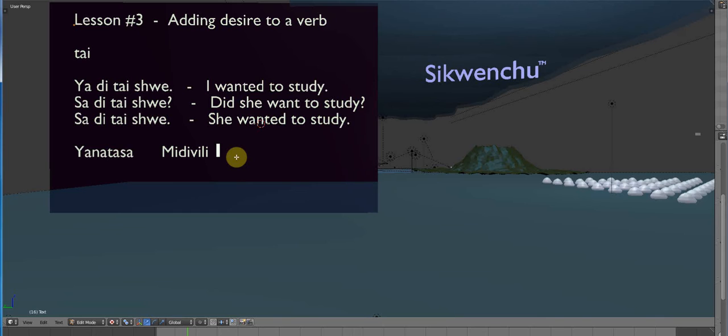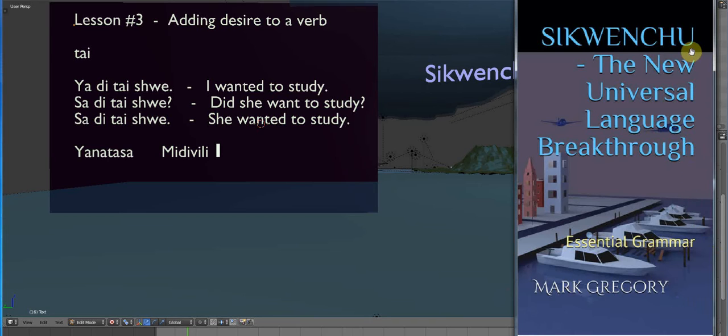I'm telling you, about halfway through this book that takes about 3 hours to read, which is on the Amazon store, Sikwenchu, the New Universal Language Breakthrough, Central Grammar, about halfway through, which is about 50 pages, it starts into the romance story. But by then, you already know how to say a huge amount of sentence types. I have, I had, I will be able, I wanted to be able. All these common ways that you would normally express yourself, we've already completed by halfway through the book. It's that simple. You just throw in the verbs without having to conjugate them. It makes it so easy to get going.